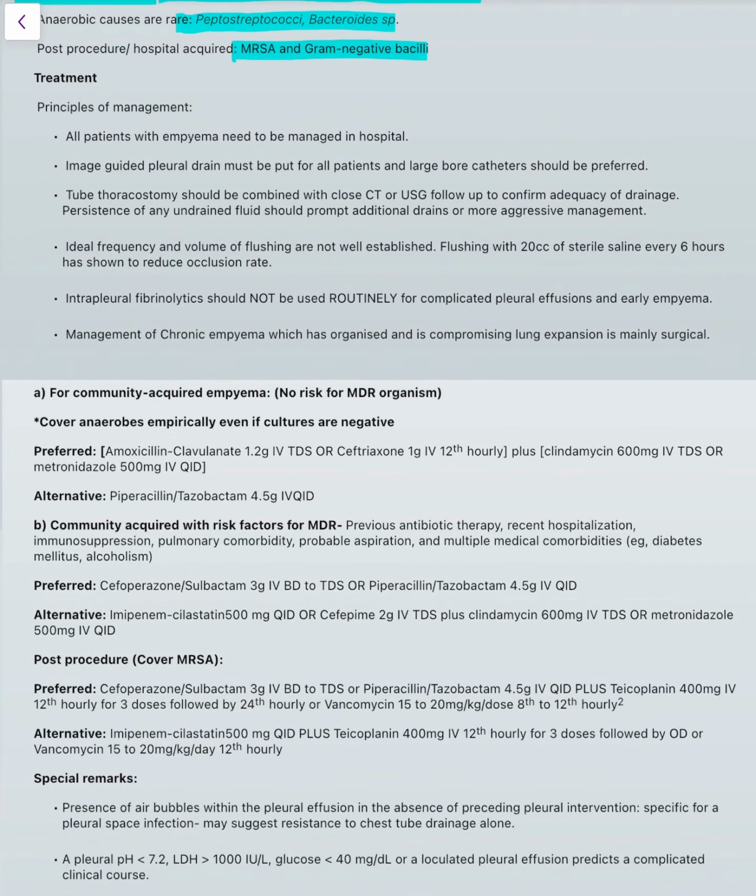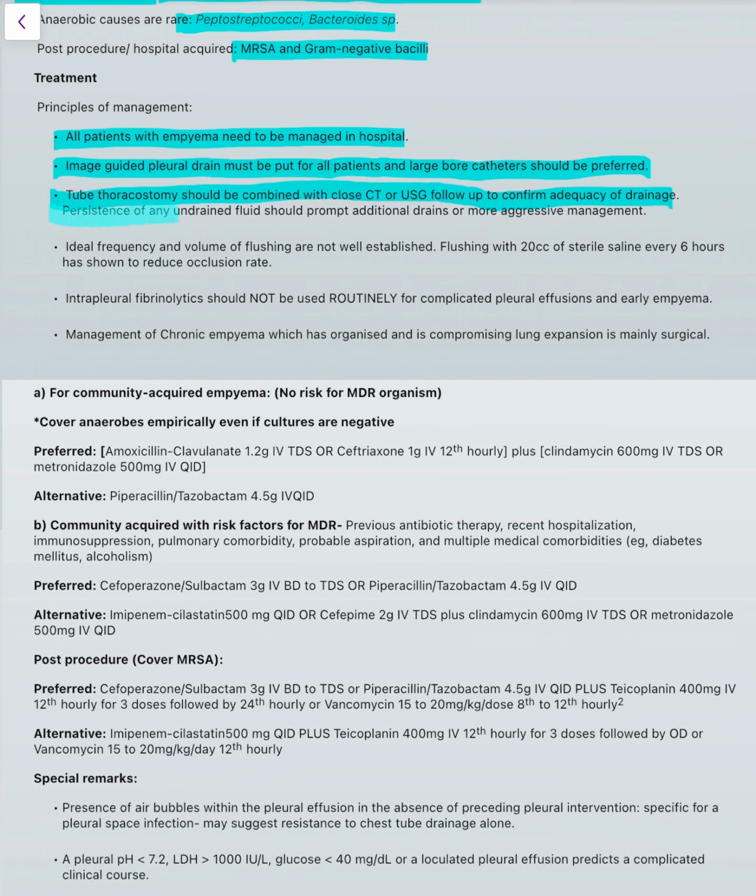Principles: all patients with empyema need to be managed in the hospital only. Image guided pleural drain must be put for all patients and a large bore catheter should be preferred. ICD, intercostal drainage, should be put. Tube thoracostomy should be combined with CT or USG follow up to confirm the adequacy of the drainage. Persistence of any undrained fluid should prompt additional drains or more aggressive management.